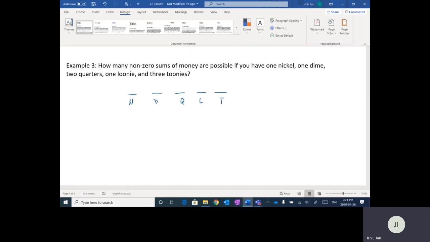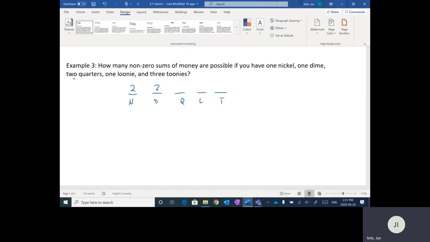So in the first position here for the nickels, we only have one nickel, right? However, there are two actual options. The reason there's two options is because you can choose one nickel or you can choose no nickels. So either you do choose the nickel or you don't. Likewise for the dime, you're either going to choose the dime or you're not, so we have two options.